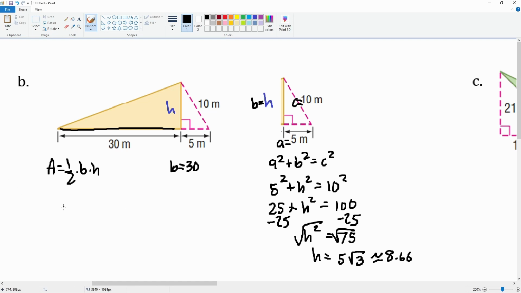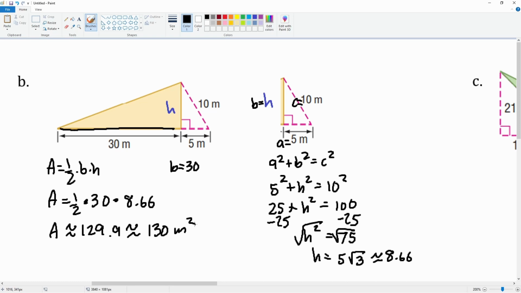Okay, so plug it in. Area equals 1/2 base, which is 30, your height 8.66. So do that: 1/2 times 30 times that. The area is approximately 129.9. I mean, you could even round that to like 130 if you want, meters squared. All right.